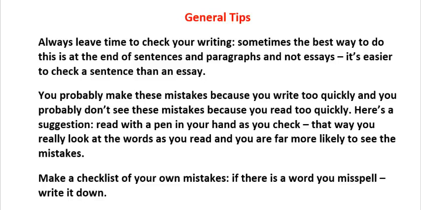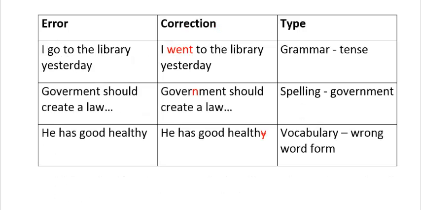And then finally, make a checklist of your own mistakes. If there's a word you misspell, for example, write it down. Here's a suggestion for how you could record your errors. Get a notebook, divide it into 3 columns. On the left-hand column, you could record the error. In the middle column, you could record the correction. And then most importantly, or I think most importantly, on the right-hand column, you can record the type of error you made.